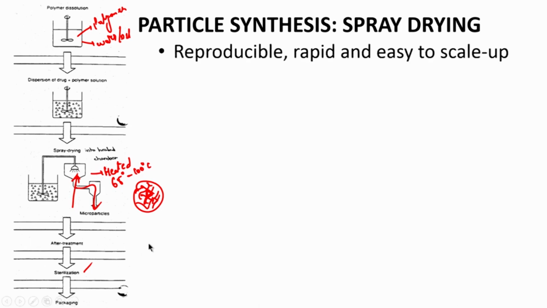So some of the advantages here are this is fairly reproducible, rapid and easy to scale up. Since it is a continuous process, you can continue to spray things in the chamber and continue to blow the heated air through it, and you will have a continuous process, and usually the scale up for a continuous process is always preferable and higher than let us say a batch process.